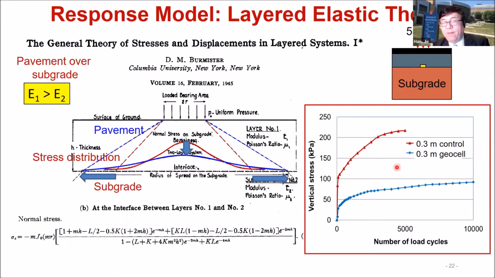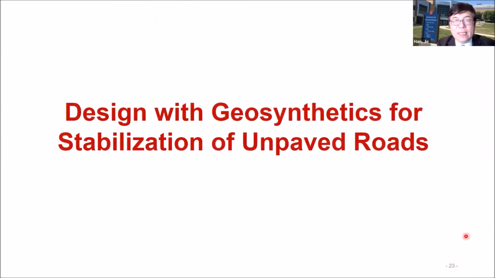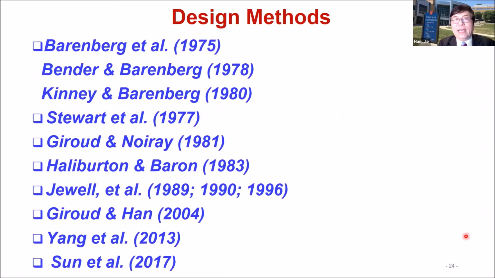We did observe that phenomenon in our test. We used a control section and a geocell section; the red one is measured in the control section, and the blue one is measured in the geocell section. Indeed, there's a reduction. Geosynthetics help reduce interface vertical stress. Okay. Now let's talk about the design with geosynthetics for stabilization of unpaved roads. There are many different design methods available, and I will pick some design methods to share with you.